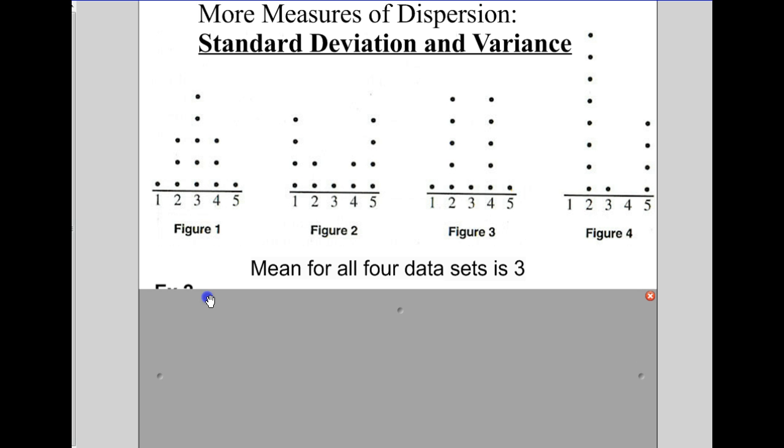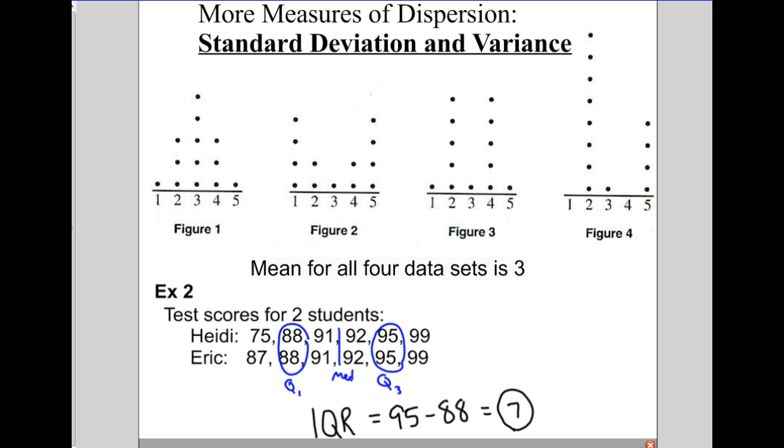If you remember, we looked at a set of data sets before in which the mean was the same for all of them. And for the first three sets, at least, the range was also the same. But clearly these data are different. They're spread out differently.